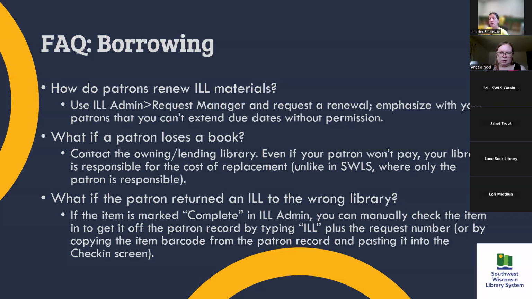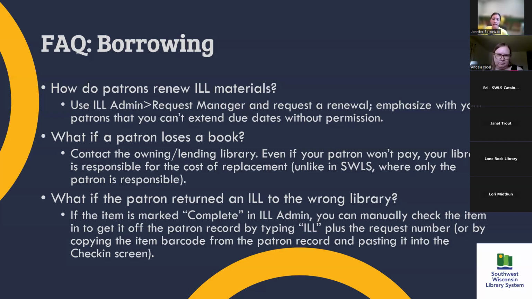What if a patron loses a book? If a patron loses a book, you have to contact the owning or lending library. And even if your patron hasn't paid for it, your library is responsible for the cost of the replacement. So in SWLS, the patron is responsible ultimately for that payment. In WISCAT, so in the statewide landscape, your library is fiscally responsible for that book from the time it was shipped from the library to the time it returns to that owning library. So if your patron loses it, you're on the hook. Now, obviously, you can try and get that money back from your patron, but you will have to pay that to the owning library.